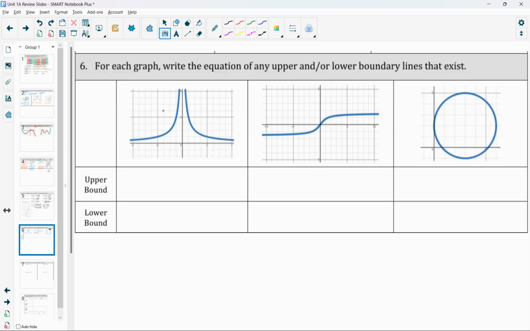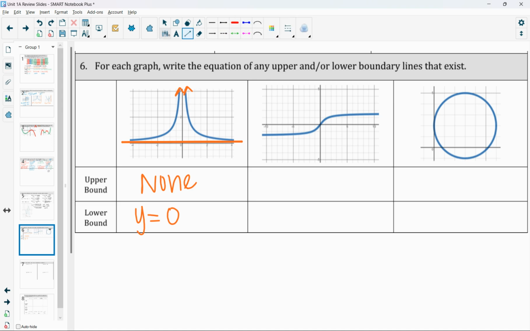All right, then number 6 asks for boundedness. So upper boundary, lower boundary, or both. And so in this first one, we have a boundary below. So this one is said to be bounded below because there's a line that it's not crossing underneath it. It's going forever up, so there's no upper boundary. And this lower boundary is at a y value of 0.